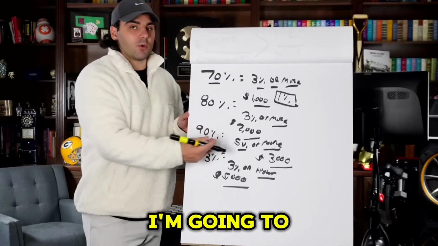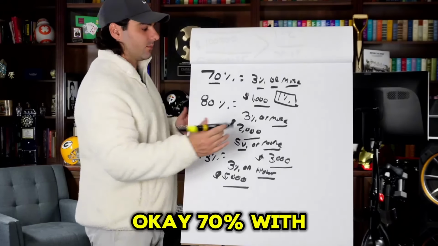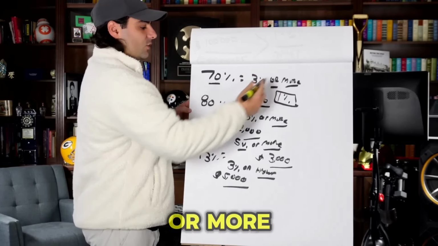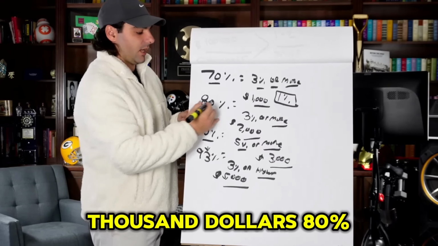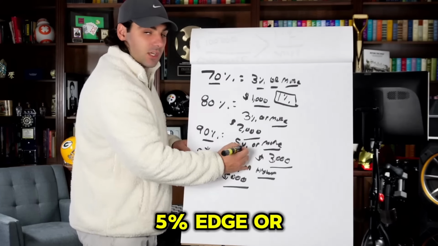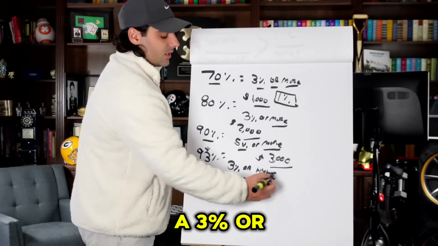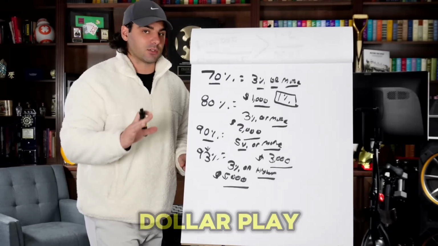So that's how I'm going to be putting these plays in, correlating them with my bankroll. 70% with a 3% edge or more, $1,000. 80% with a 3% edge or more, $2,000. 90% with a 5% edge or more will be $3,000. And then 93% with at least a 3% edge or higher is going to be a $5,000 play.